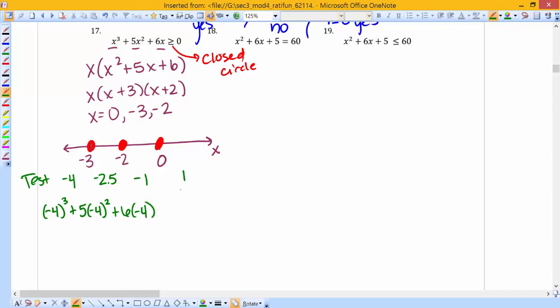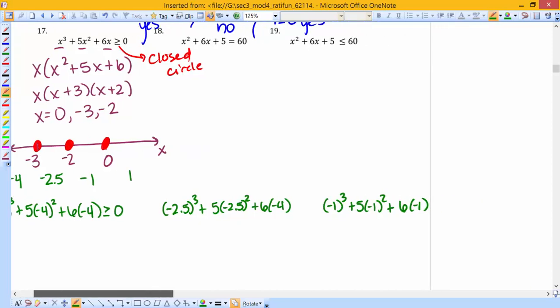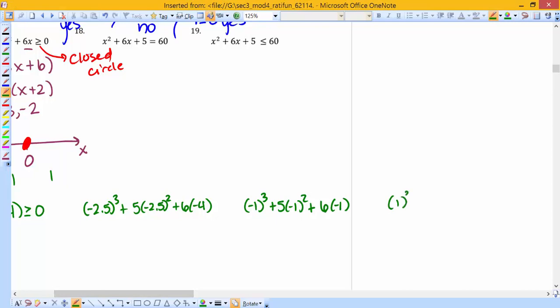So here's the first one. You're going to set that one up, and you're going to check to see if it's greater than or equal to 0. Then you're going to set up the -2.5. Then you're going to set up the -1. And then you're going to set up 1. And we're testing all of these to see that they are greater than or equal to 0.